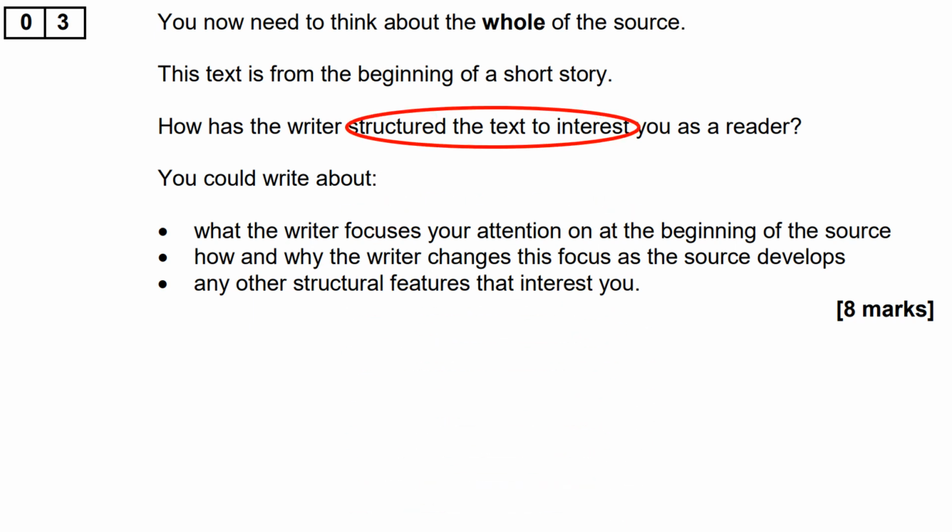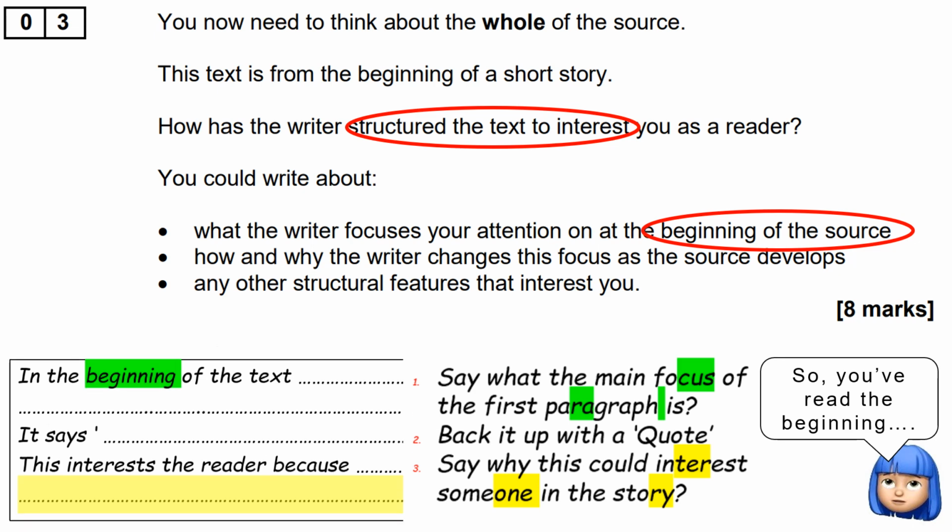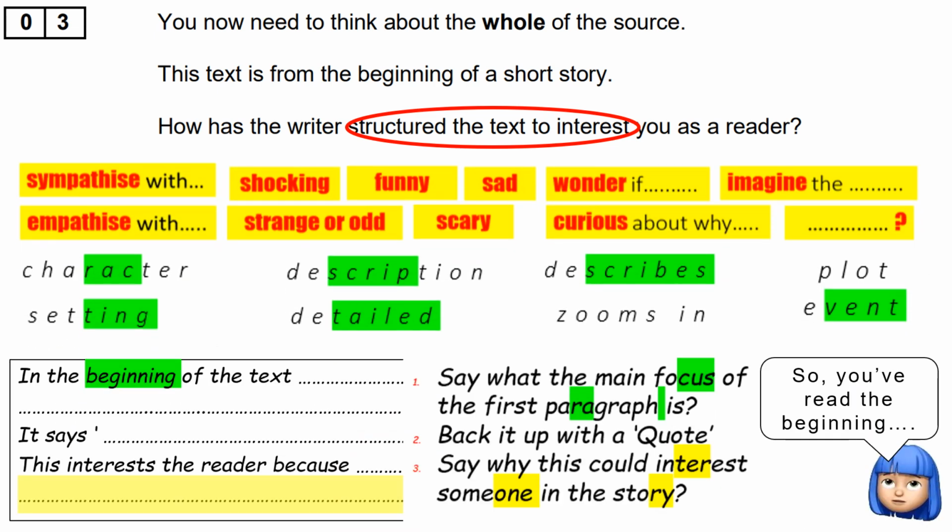So I think if you can, I would go to the structure question next, because you've just read the beginning of the source and you have to say why that beginning might be of interest to a reader. Well, what's going on in the beginning? In the beginning of the text, we hear about a strange child appearing. Why might that interest someone? Well, it's strange, it's a bit odd. At any rate, it's worth looking at the beginning after you've read it and using this writing frame to talk about what happens and why it might interest someone.